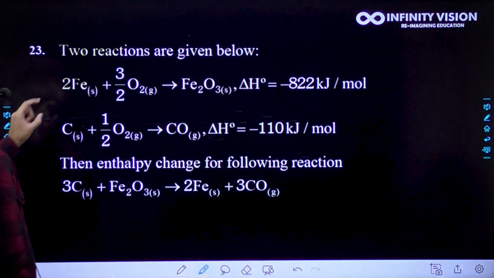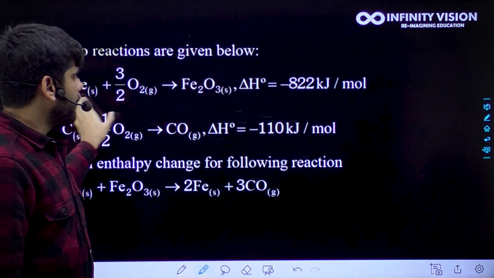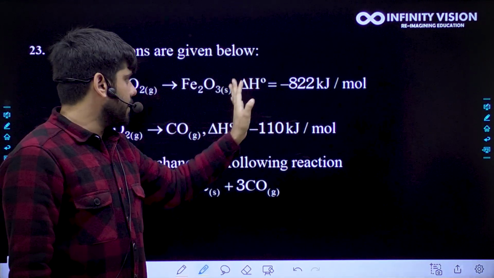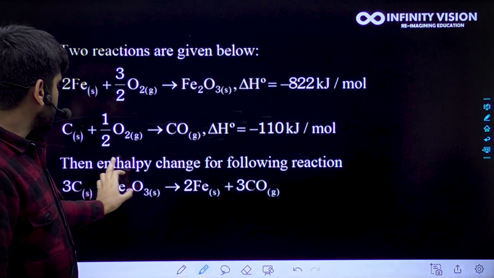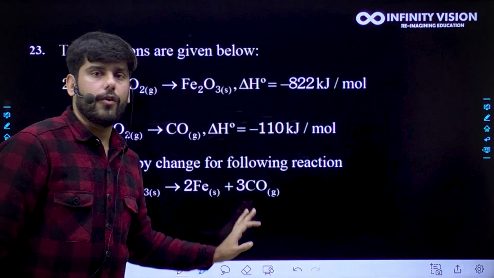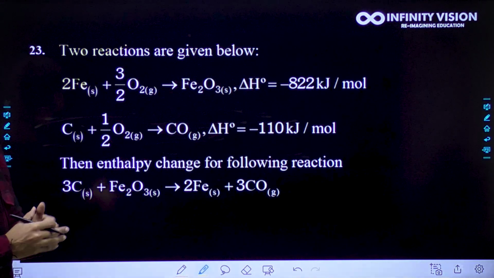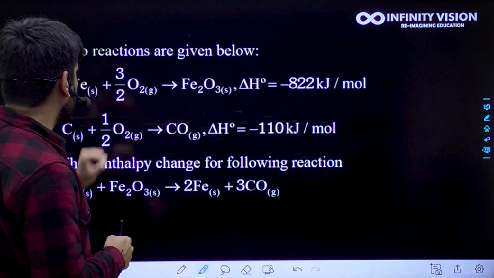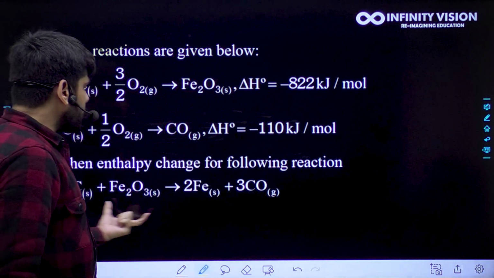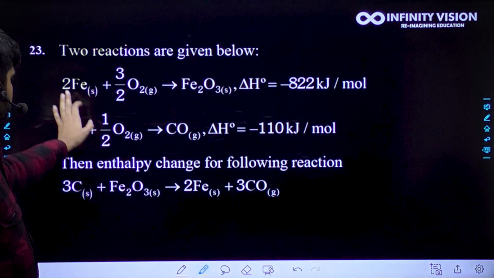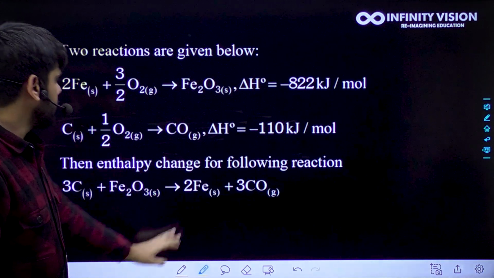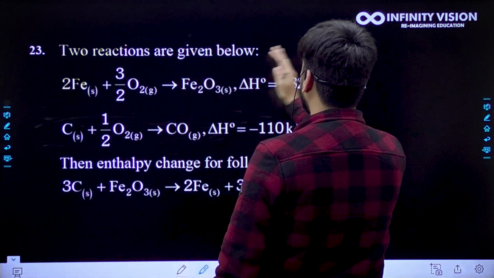Okay. 2 reactions are given below. We are given their enthalpy change also. Then you are supposed to find out the enthalpy change for the following reaction. Now this question is from the Hess's law of constant heat summation. So basically this is a required reaction, right? In this required reaction, we have Fe on the product side. So what we can do, we can reverse the first reaction.